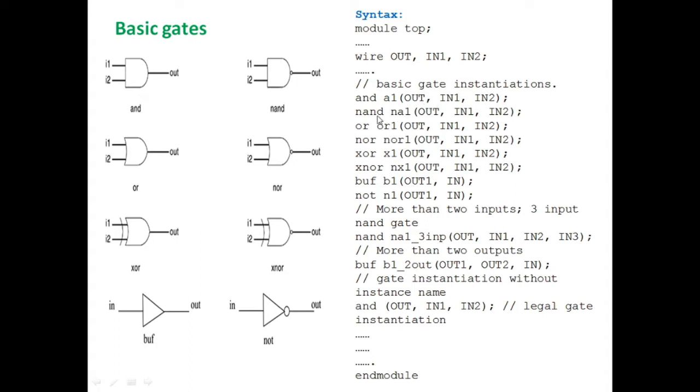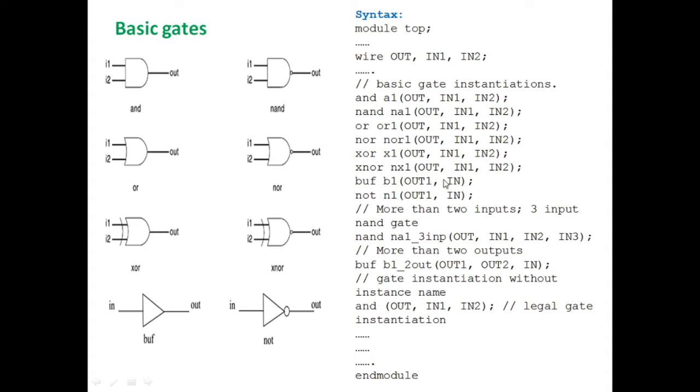Next, similarly for NAND gate, OR gate, NOR, XOR, XNOR. For buffer and NOT gate there will be one input and one output. So let me keep the instance name for buffer as B1 and for NOT gate as N1. All these AND, NAND, OR, XOR, XNOR, buffer and NOT are predefined primitives. We need not define them explicitly, as the Verilog compiler already knows their definition. We may give the instance name or copy name, or we may not give it. It is flexible.